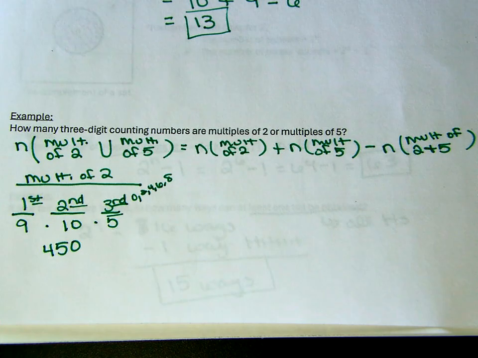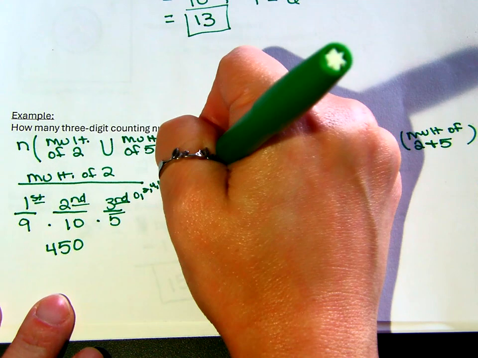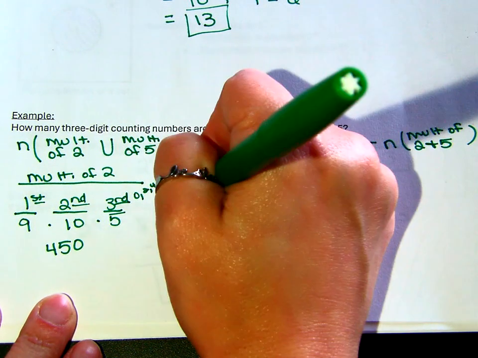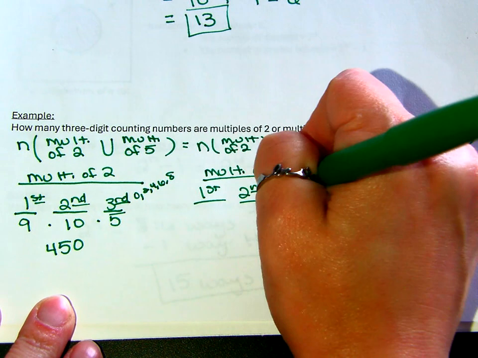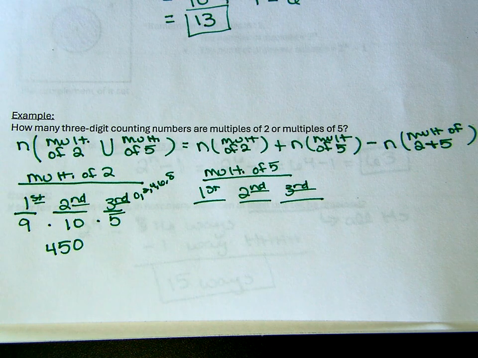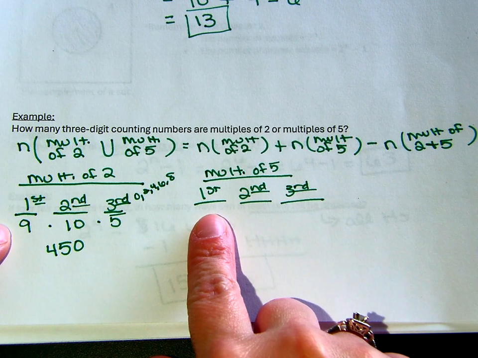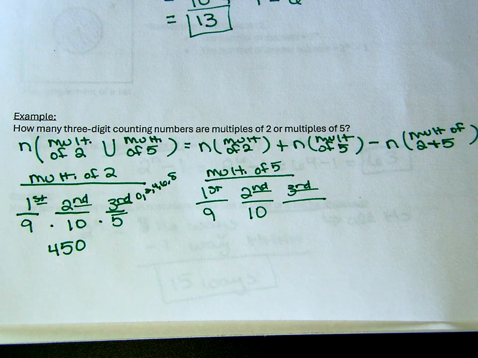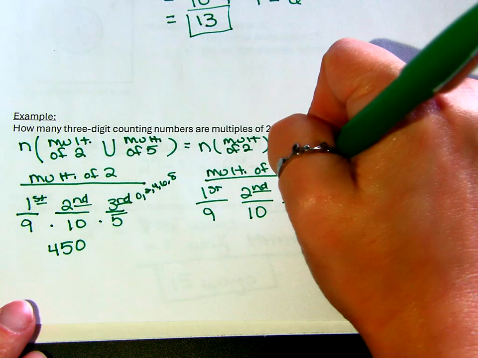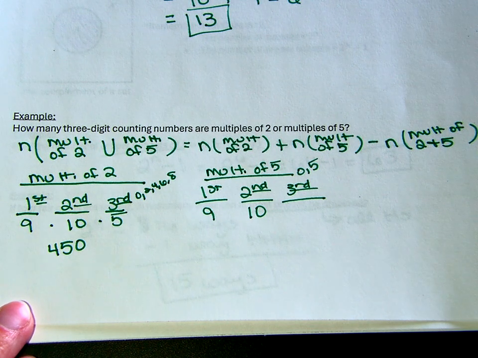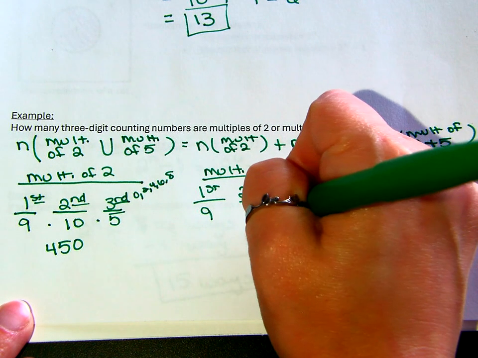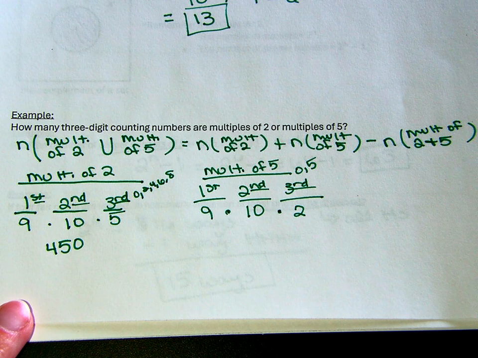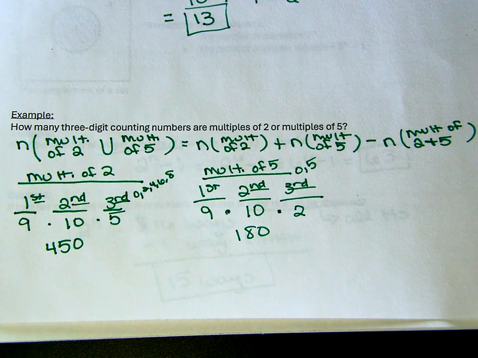I'm going to do this process again for multiples of 5, and again for multiples of 10. Again, for multiples of 5, for my first digit, I still only have 9 options because I can't have a 0 there. I'm still going to have 10 options for my second digit. My third digit, though, I need to be divisible by 5. If you're divisible by 5, you either end in 0 or 5. So I only have 2 options for my third digit. So I'm going to take 9 times 10 times 2, so there are 180 different possibilities for 3-digit numbers that are multiples of 5.